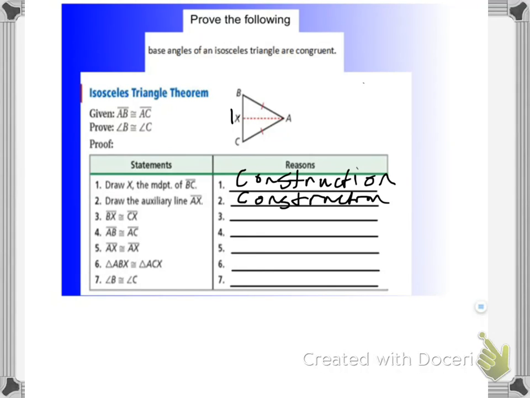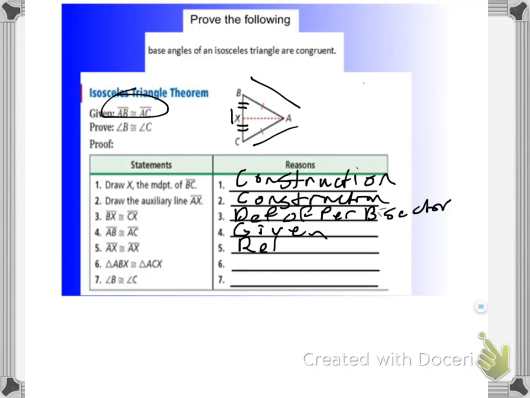Alright, and then BX is congruent to CX, and that is the definition of perpendicular bisector. Alright, we got AB and AC. AB is congruent to AC, and we also notice that has been given, that those lines are congruent. And we also know we can go ahead and mark that BX and XC are congruent because of the definition of perpendicular bisector. We know that AX and AX are congruent by the reflexive property.